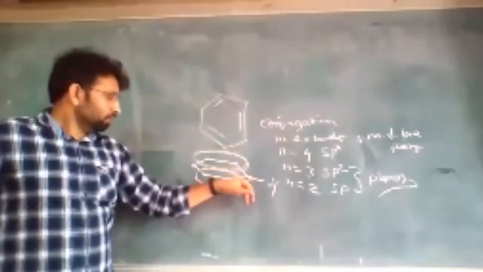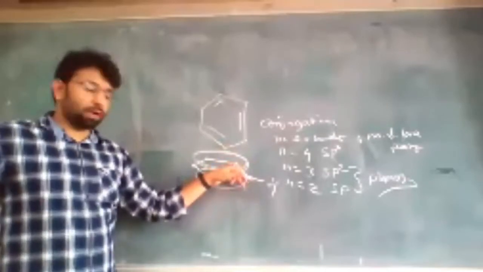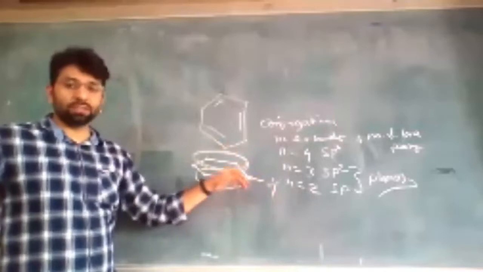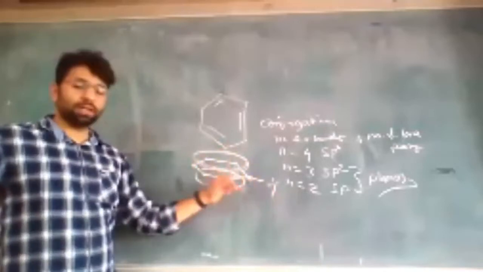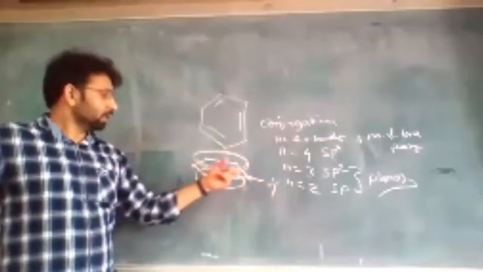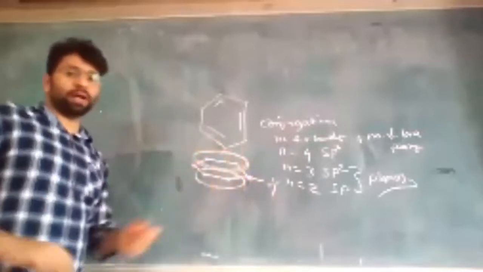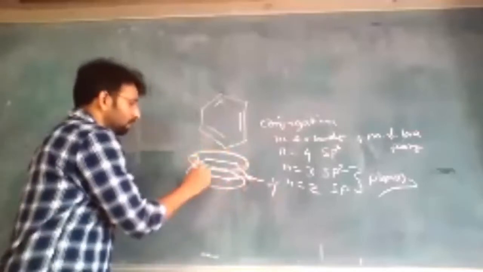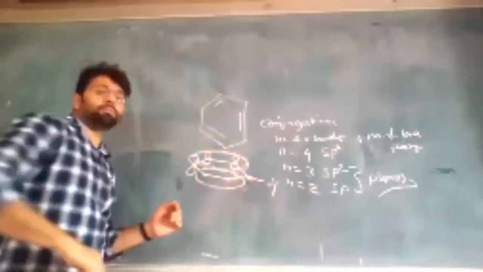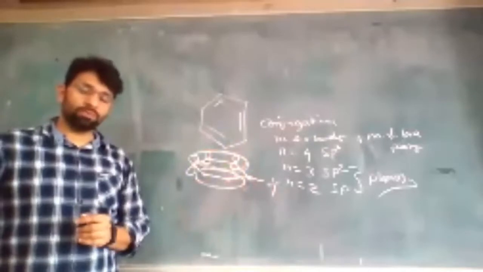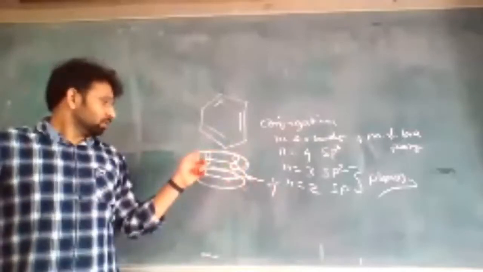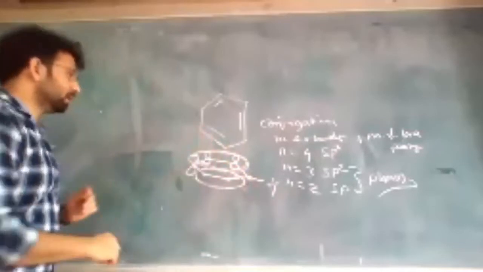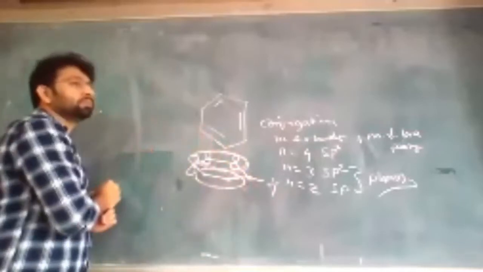So it forms a CC sigma bond, a CH sigma bond, and a CC sigma bond. These three sigma bonds are present at every carbon of the benzene ring. Then this pi cloud, why is this pi cloud above and below the plane of benzene? Because of the remaining pz orbital of carbon. See, what is hybridization?